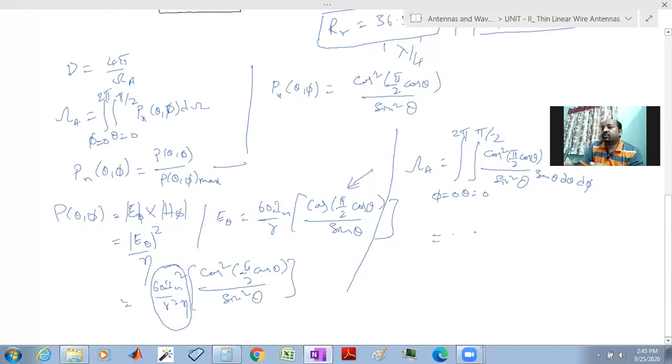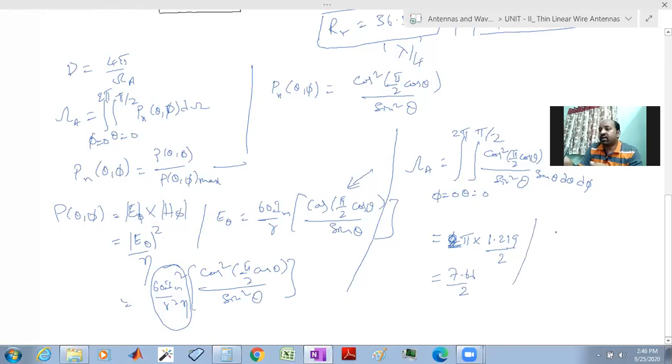Simplifying this, you will get 4 pi into 1.219 by 2. Not 4 pi, it is 2 pi, so 2 pi into 1.219 by 2. So this is equal to, as we determined earlier, 7.66 divided by 2.